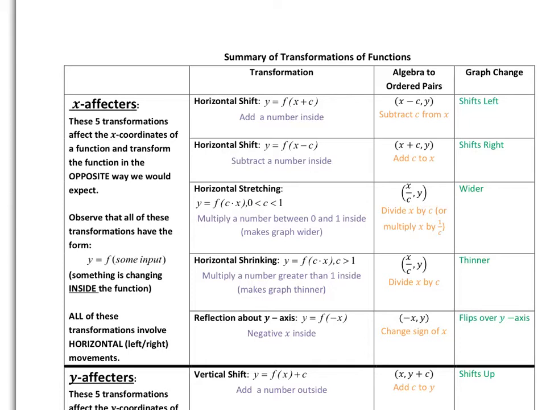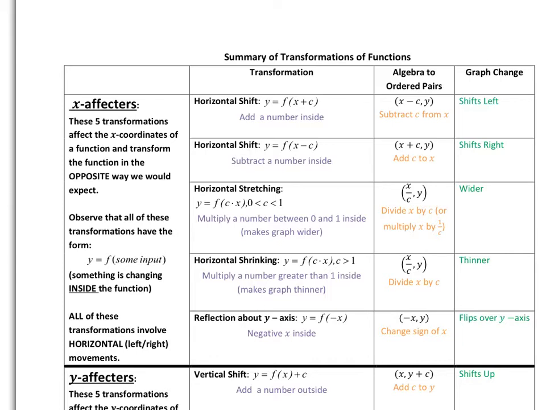So this first grouping, we are the x-effectors, because essentially what's happening is that the graph is shifting or changing somehow in a horizontal manner. And what that means is that our x coordinate is what's changing. So the first two would be our horizontal shifts, so we would shift left and shift right, then we would have our horizontal stretching and shrinking, and then we would have our reflection about the y-axis.